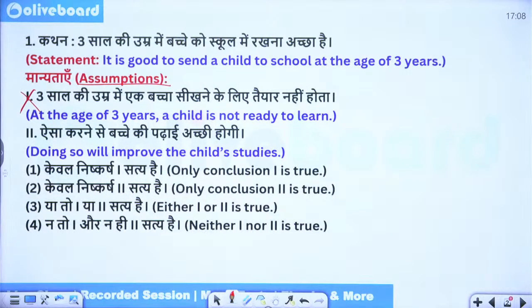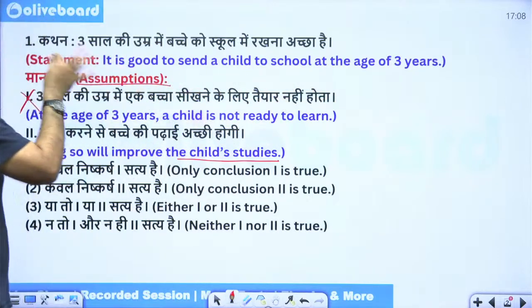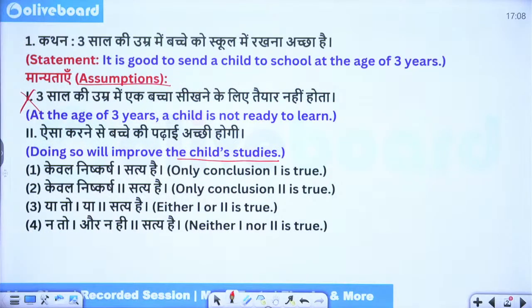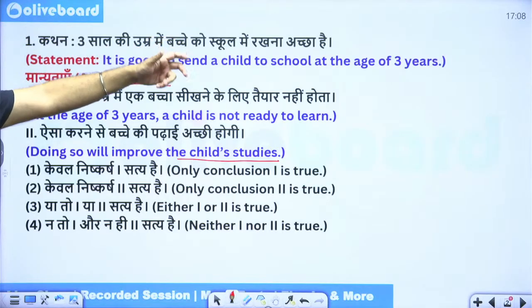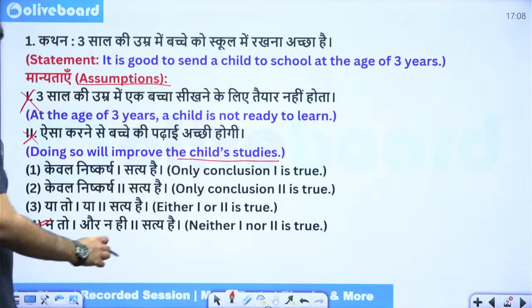And doing so will improve the child's studies. A lot of people feel that this might be right, but this is a very specific assumption. The author has not assumed anything like that. Of course, he will never write it, but even if you see that it is not implicit anywhere, that it is good because it is improving studies, not improving studies, okay. So this is also incorrect. My answer is going to be neither 1 nor 2.